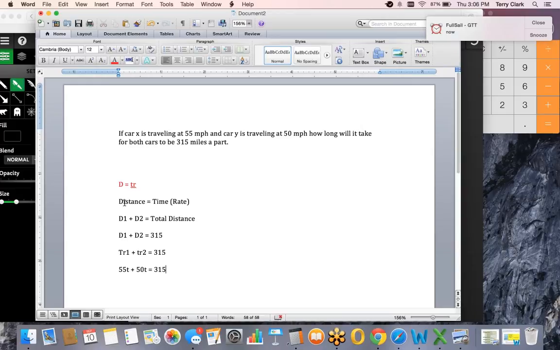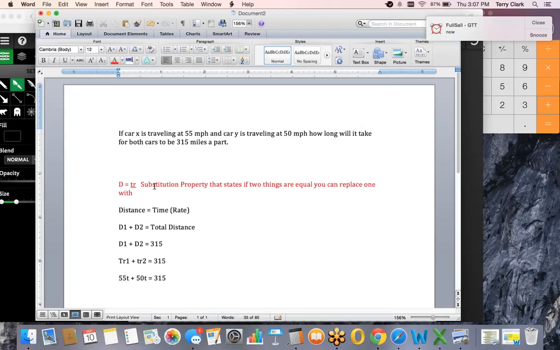And the reason why I can do that with the distance is because that's called the substitution property. Now, the substitution property is a math property that states if two things are equal, you can replace one with the other. So that's what the substitution property says.